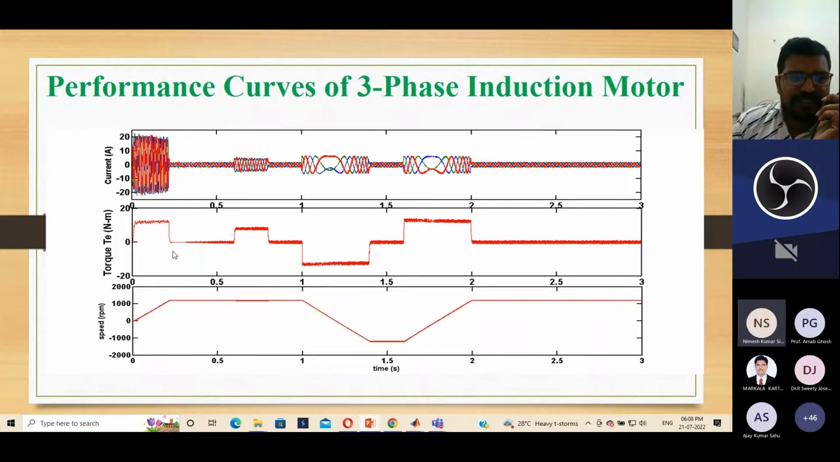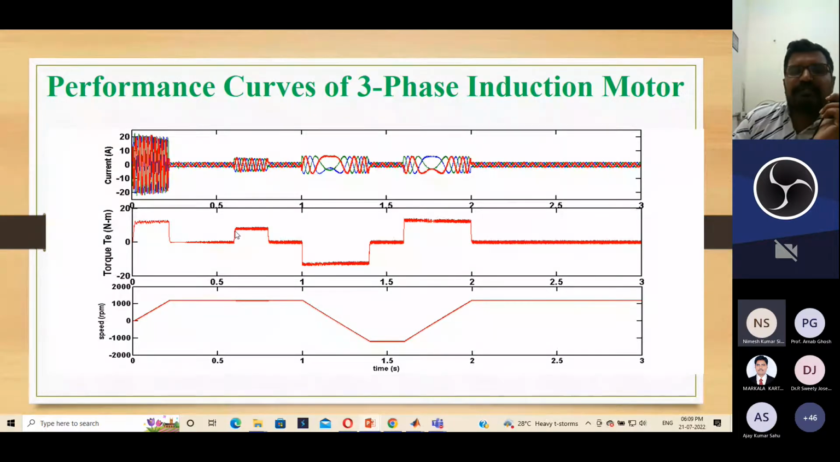Once the torque settles and the reference speed is achieved, then it is going to be settled. The torque is going to be zero once the reference speed is attained by the induction motor. So the currents are going to be settled, as well as the induction motor speed, and the torque is going to be stabilized.